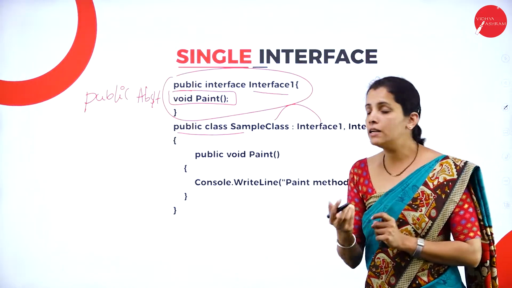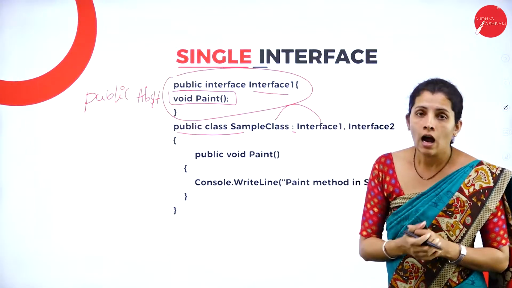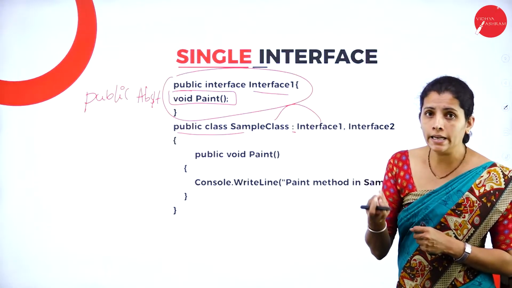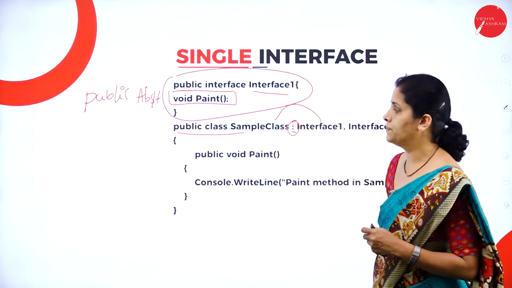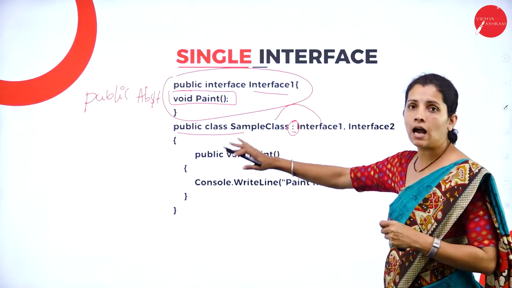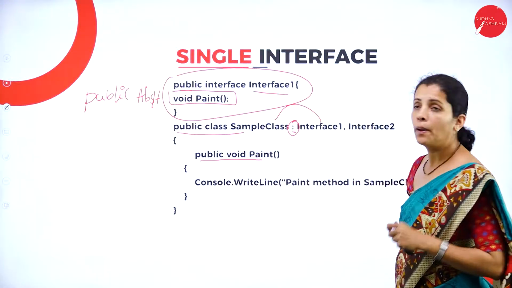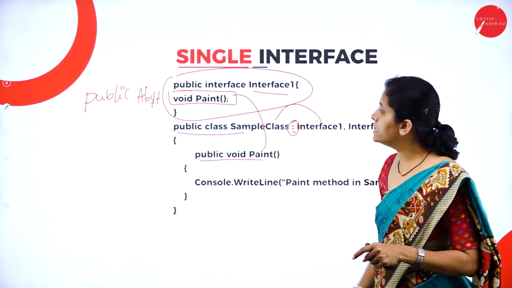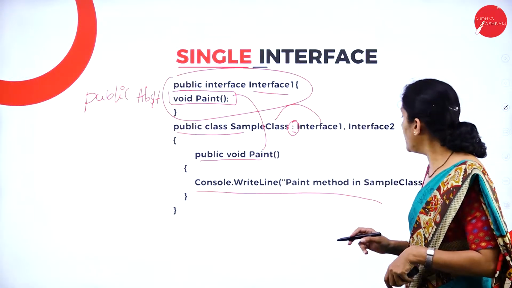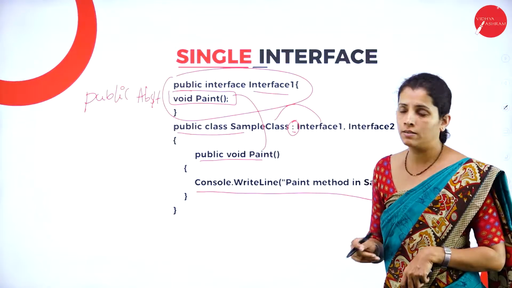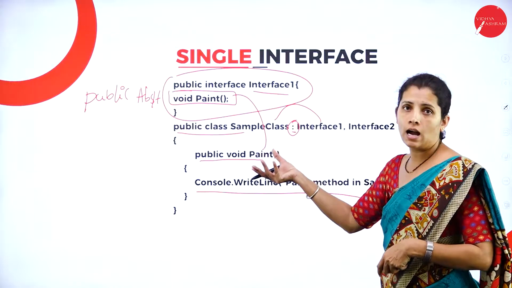Now to implement the interface, I am going to use the colon. It is similar to how we use inheritance, that means how to inherit a class. So I am going to use the colon. Now inside this class, I am going to write the body. So see here, paint, which is present in my interface. Now I am going to write the implementation, that is the paint method in the sample class. So I am going to write the implementation in my class.